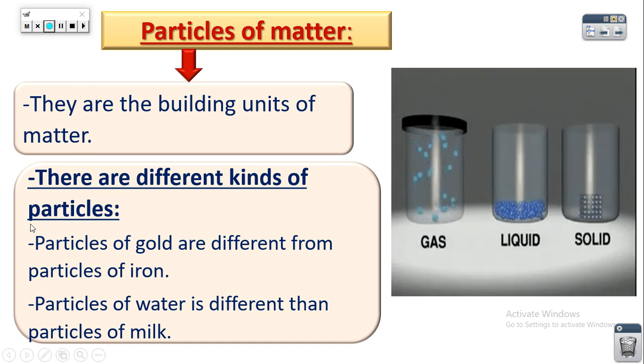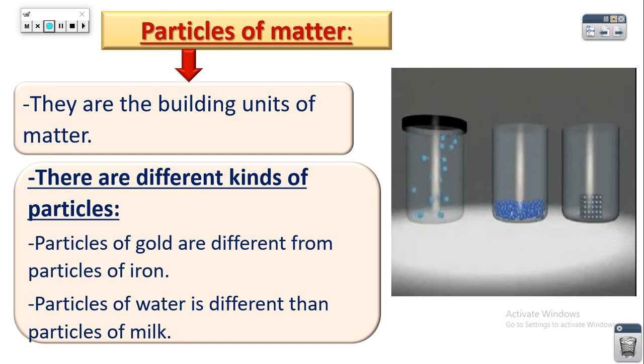Okay? So, if we have two matters and both of them are solids, does that mean that the particles of them are similar? No. The particles of gold are totally different than the particles of iron, because some particles of gold will build a matter called gold, and some particles of iron will build a matter called iron. So they are the same in their properties, but in the structure they are different. They have the same properties of space and energy and movement, but in the structure of the particles, the gold is different from the iron.